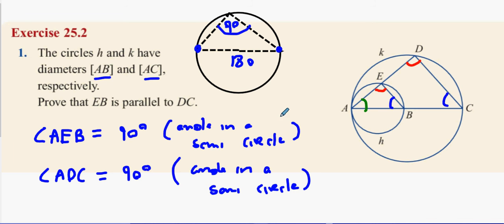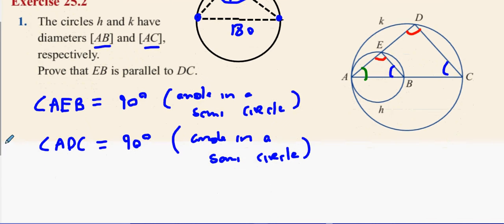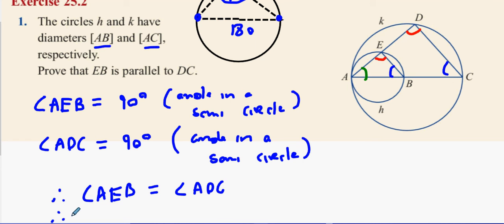So what we'll write down next is that we have to spell it out for them. AEB is equal to ADC, and then you say therefore EBA is equal to what? DCA, is that correct? Yeah. The reason being it's the third angle in a triangle.